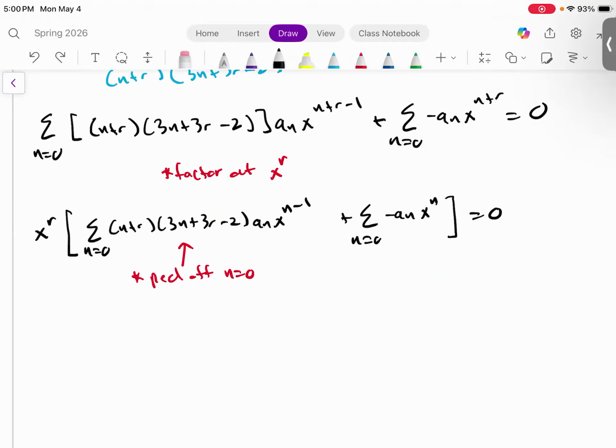So what this would look like is x to the r, brackets. That means I'm going to plug in 0 wherever there's an n. Okay. So this would be r times 3r minus 2 a naught x to the negative 1. Okay, so I'm just plugging in 0 wherever there's an n. I'm peeling off the n equals 0 term. And so now my series starts at n equals 1.